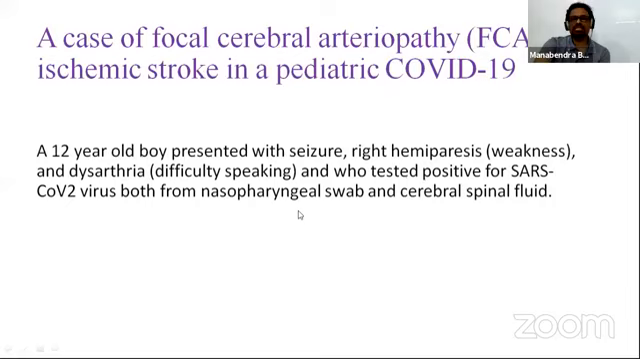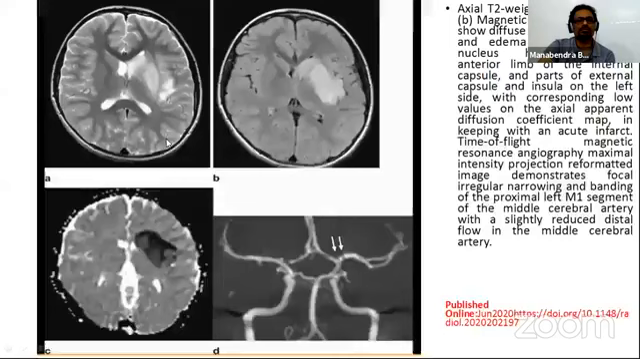An interesting case is in the young population, a pediatric patient, a 12-year-old boy who presented with seizure, hemiparesis, and dysarthria. This patient tested positive for SARS-CoV-2 on the nasopharyngeal swab and also in the cerebrospinal fluid. The MRI shows T2 FLAIR hyperintensity in the putamen, the lentiform nucleus, the anterior limb of the internal capsule, and also the insular cortex. In the ADC map, there is hypointensity, indicating diffusion restriction.